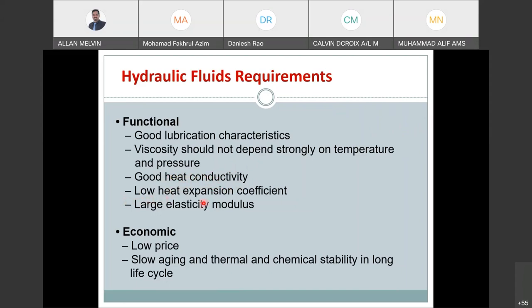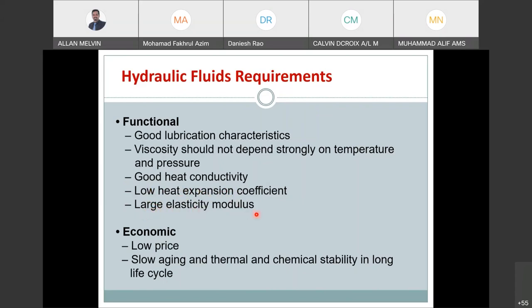Okay, the low heat expansion coefficient. So this is something related to heat juga. Conductivity meaning it can conduct heat. Heat expansion coefficient, meaning your heat will cause some expansion in the fuel. So you shouldn't allow a lot of expansion. When the heat expansion coefficient is low, meaning your oil will be almost the same always. So it's not varying over time or over a certain temperature range.